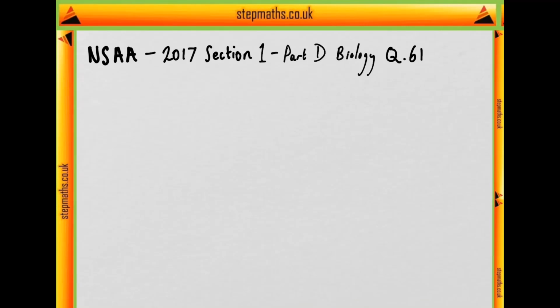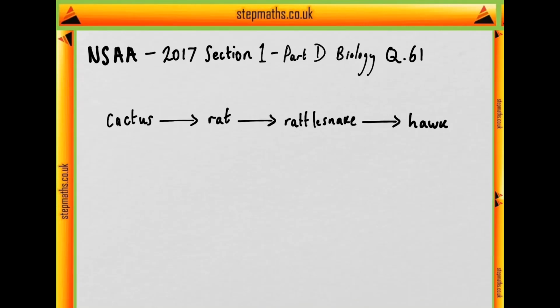In question 61, we're given a desert food chain which looks like this. A hawk eats a rattlesnake, eats a rat, eats a cactus, with these arrows representing the energy transfer. We're told to assume that 10% of the energy is lost in between each stage of the food chain, so it should look a bit more like that.